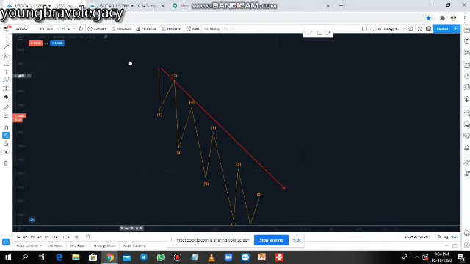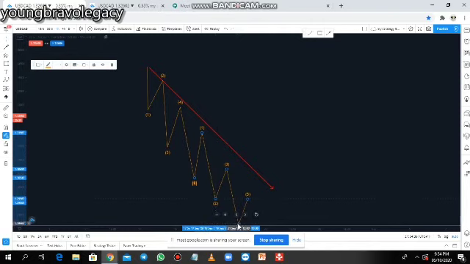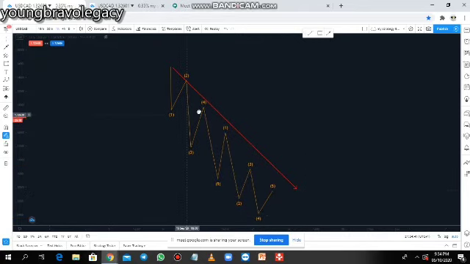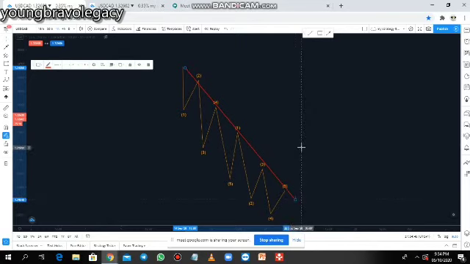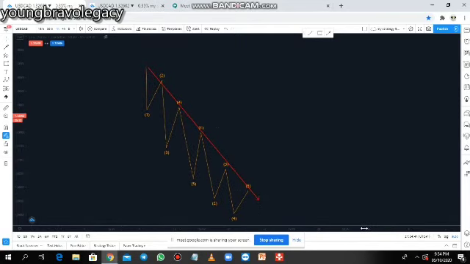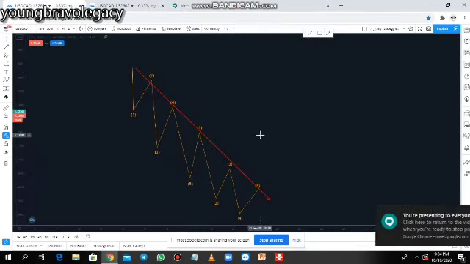Okay, so let me just have this here, like this. Okay, this is what we call a downtrend in forex. This is what we call a downtrend.